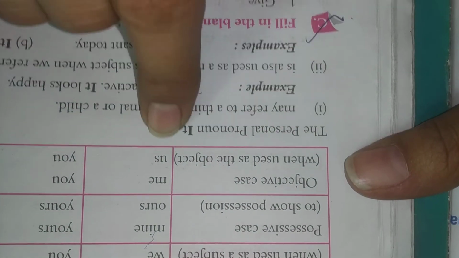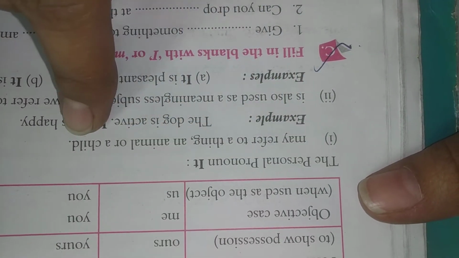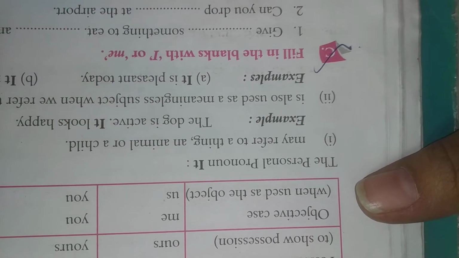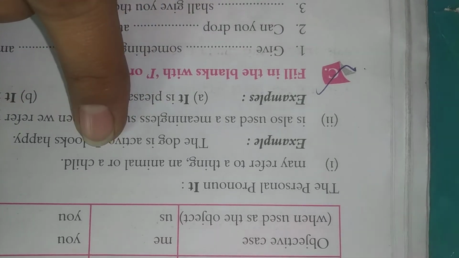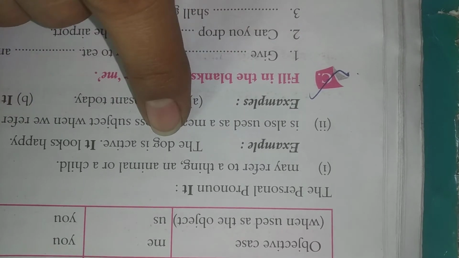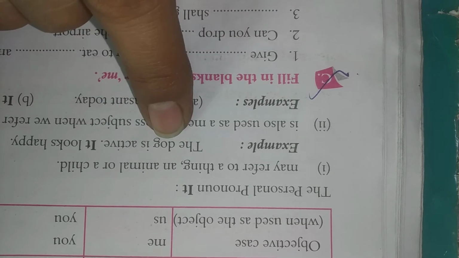Like personal pronoun, it may refer to a thing, animal or a child, as I have told you, that we can use it for the child also when we don't know the gender of the child. Okay, the dog is active, it looks happy. Here we are using it for the dog because we can use it for a non-living thing, animal or a child when we don't know the gender of the child.